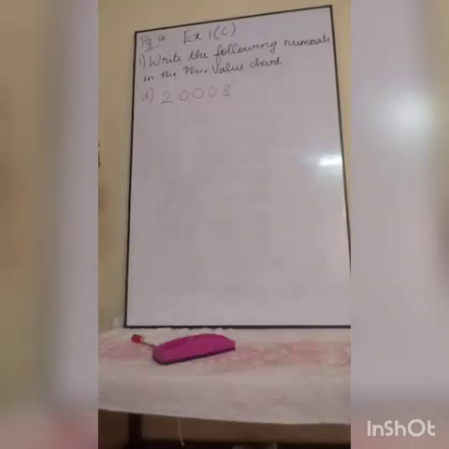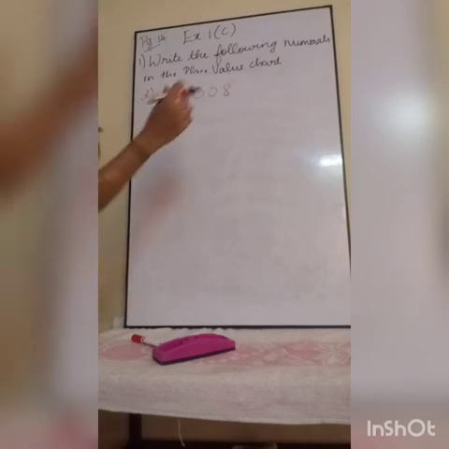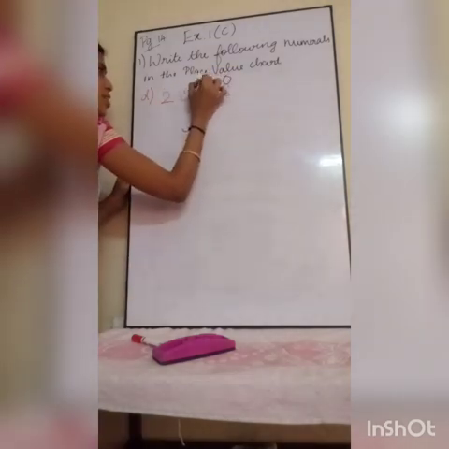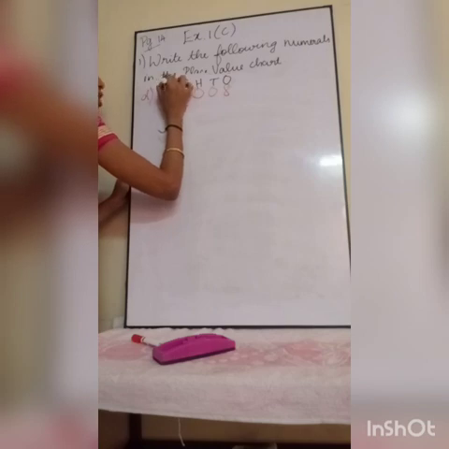Next is your D question. The same thing we have done now, we are going to do here also. Okay. So, ones, tens, hundreds, 1000, 10,000.